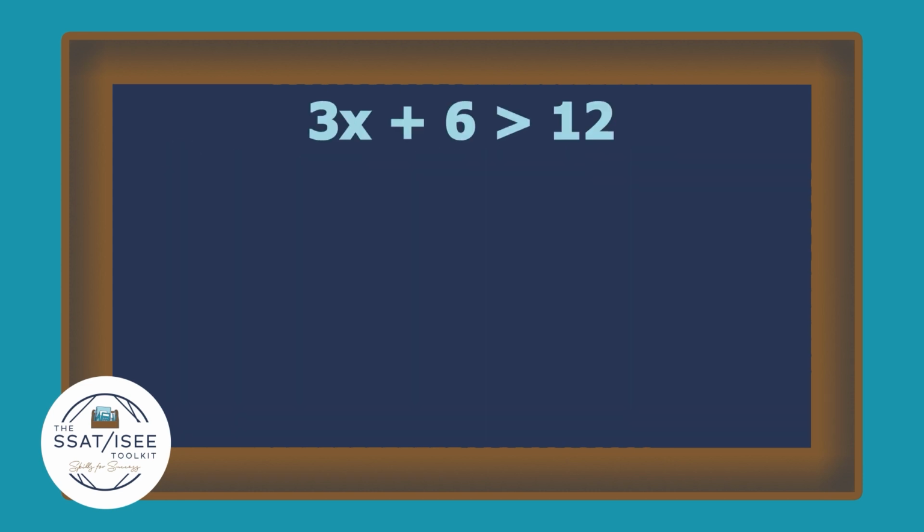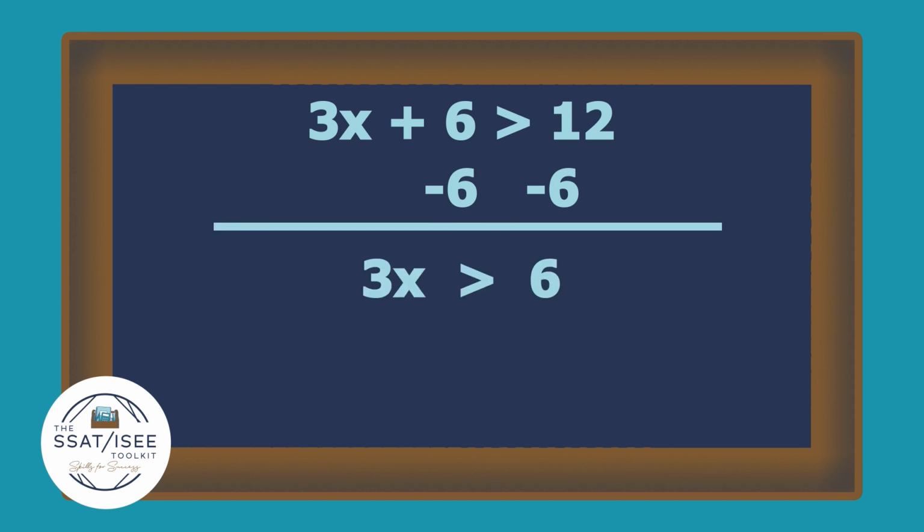If you are going to solve an algebraic inequality, use the same steps as you would use on a regular algebra problem. However, if you divide or multiply by a negative number, you must flip the sign of the inequality. In this equation, you would subtract 6 from both sides, which would give you 3x is greater than 6. Divide both sides by 3, giving x is greater than 2.